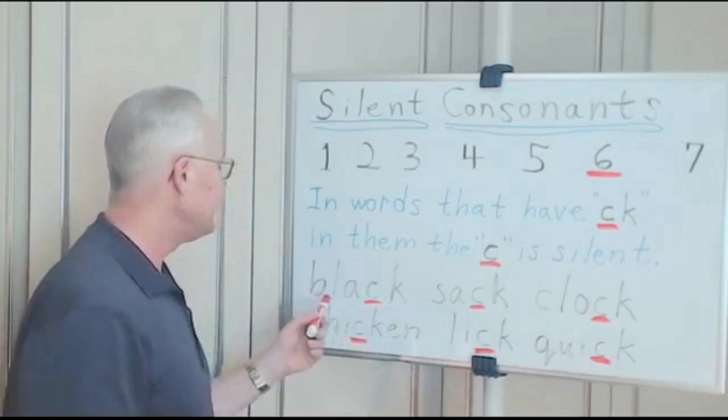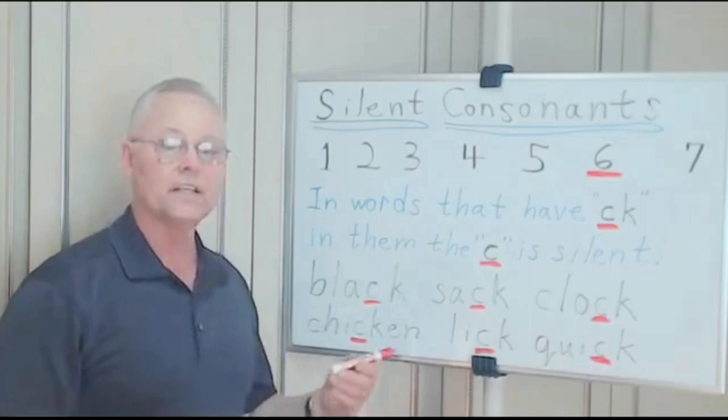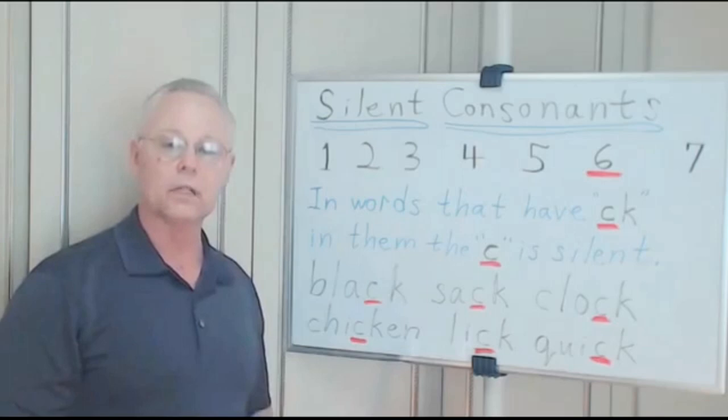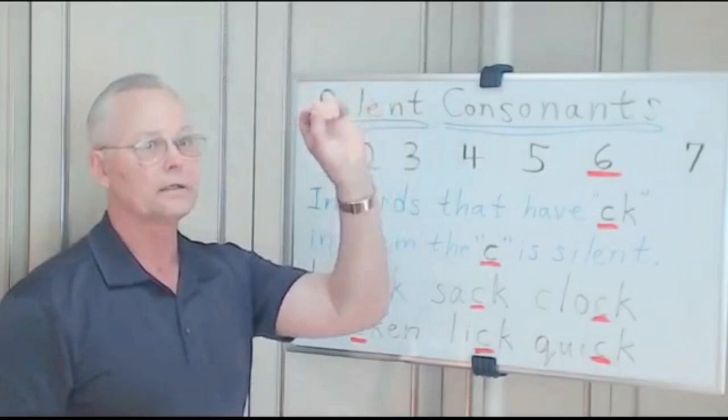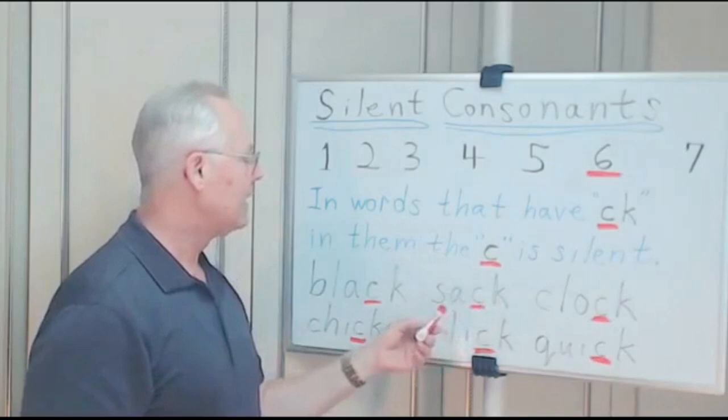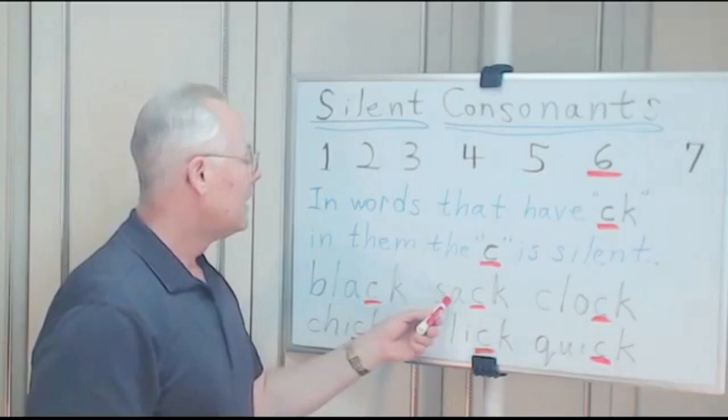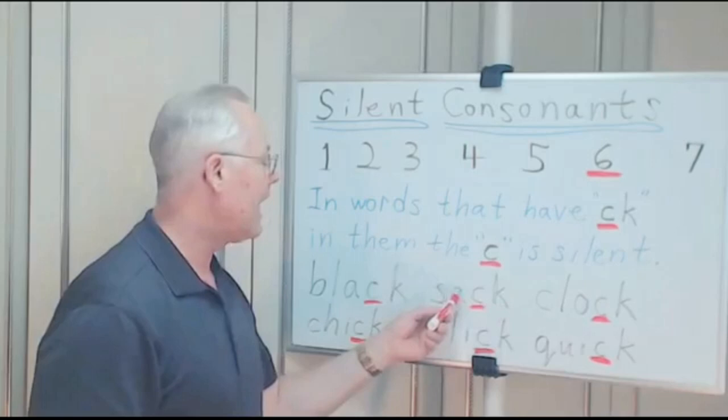Black. B-L-A-C-K. A-C-K is ack. B-L, two-letter consonant blend, blah. Black, the color black. At night, the sky is black, except for the twinkle of stars, right? Black. Sack, A-C-K again. Sack, we have a silent C, ack, sack.